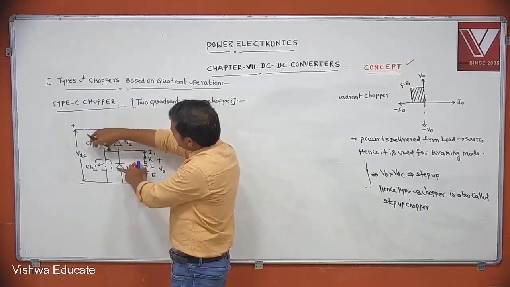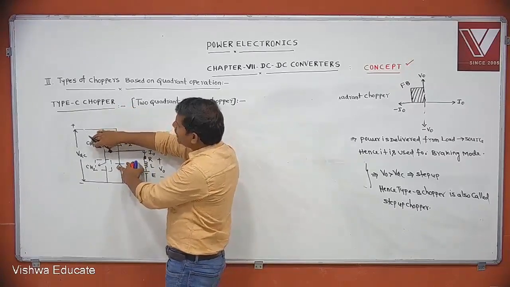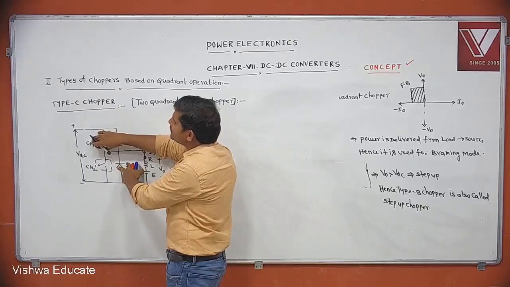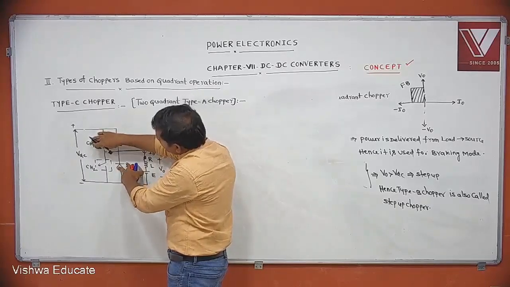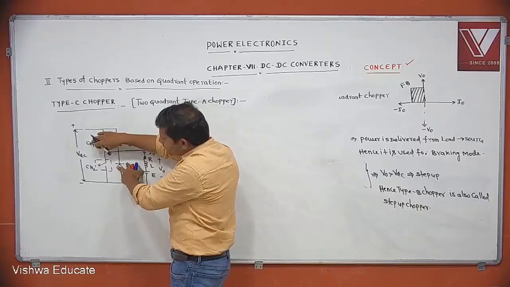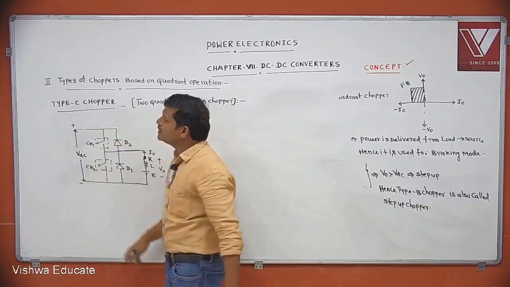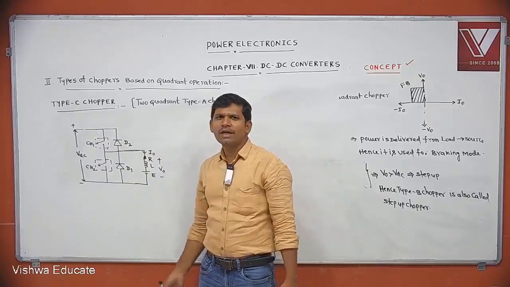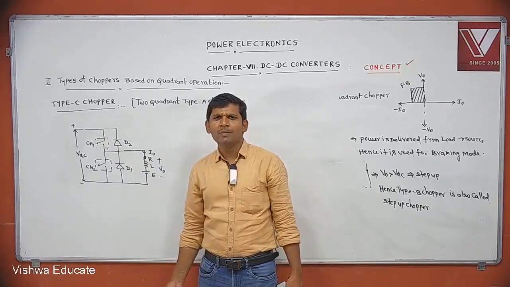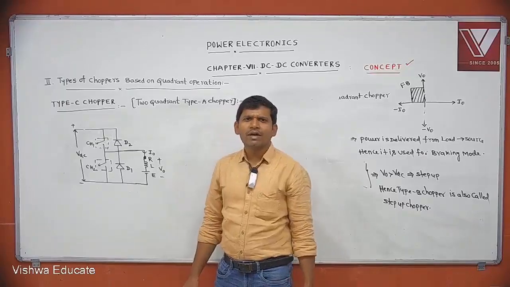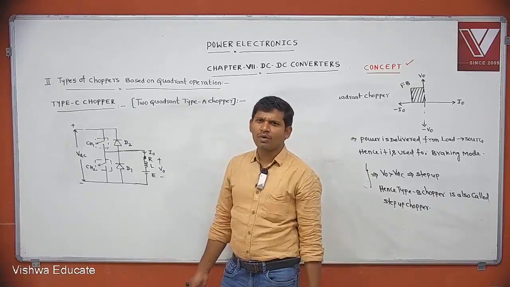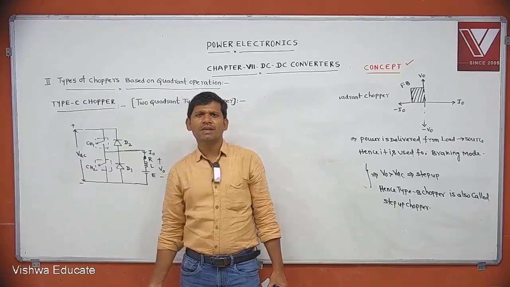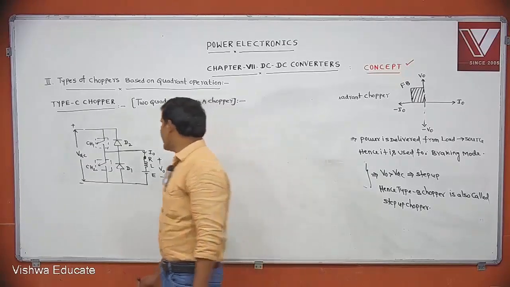If these two devices are not present, what is this chopper? The diode is in series at the source side, and the switch is across the load. If the switch is across the load, then it is type B chopper. That's why it is a combination of type A and type B. Type A is operated in the first quadrant. Type B is operated in the second quadrant. That's why it is a combination of type A and type B, meaning it is operated in the first and second quadrant. Understood?